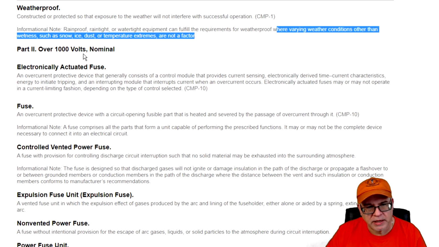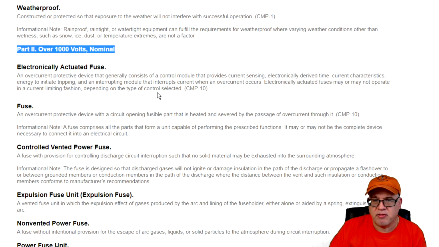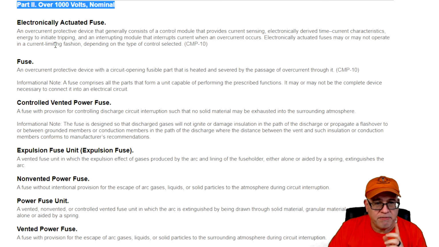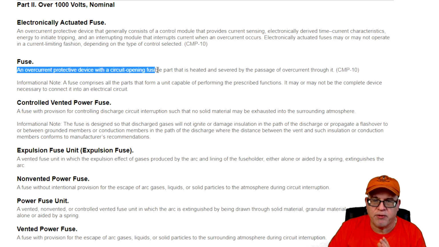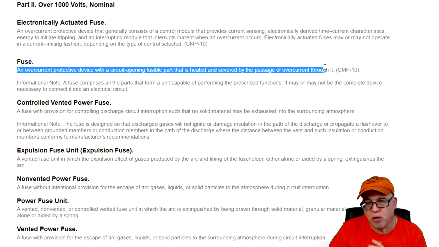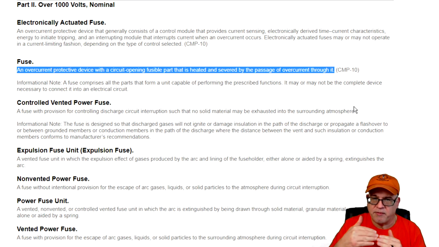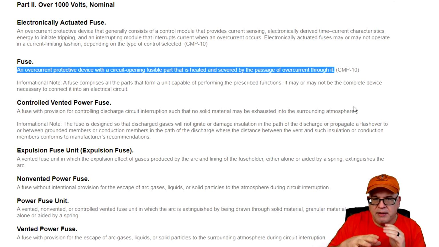Now, part 2 deals with over 1,000 volts. We're not going to cover a whole lot of this. I want to cover some pieces in here. Obviously, we're dealing with fuse when it comes to over 1,000 volts. A fuse is an overcurrent protective device with a circuit opening fusible part that is heated and severed by the passage of overcurrent through it. So it can handle a certain amount of overcurrent, and then the fuse just melts away. Again, that's for over 1,000 volts nominal.